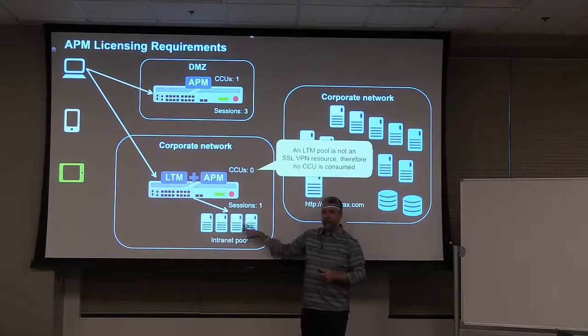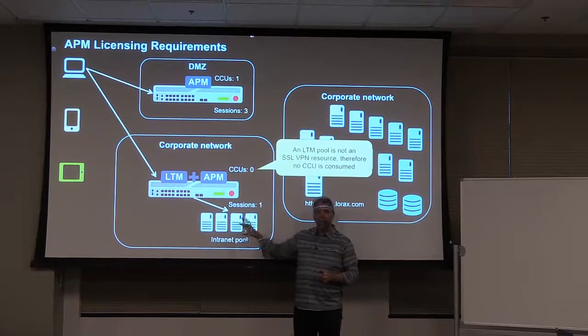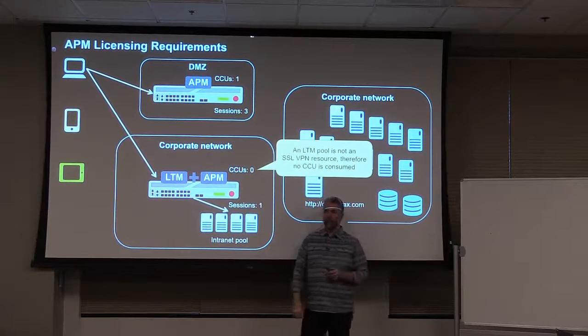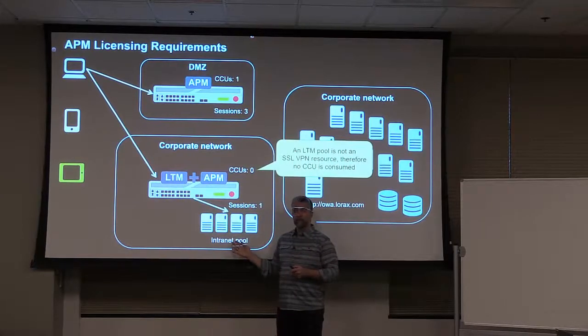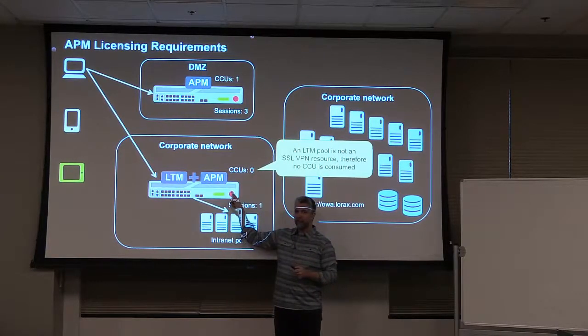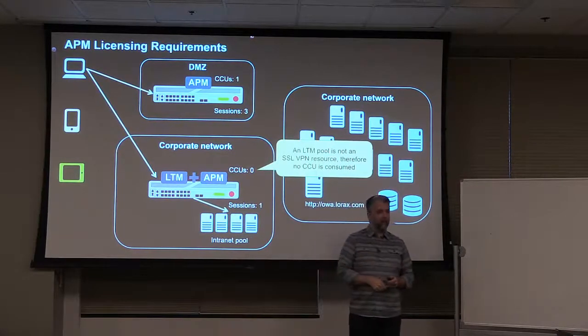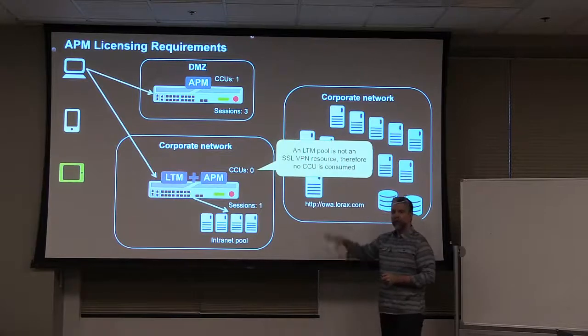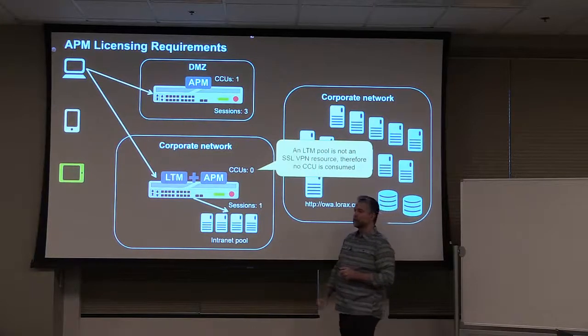Now, this is not an APM resource. So getting access to this does not use a connectivity session or a CCU. So here, we consumed an access session to be authenticated, and that was it. But we still need to do the access session. Anytime you use APM, it's going to require an access session. But if you're using APM as a VPN tunnel, then it's also going to require a CCU session, a CCU license.